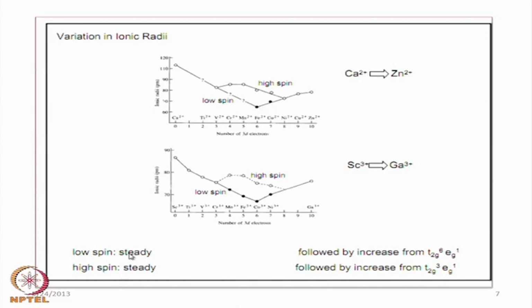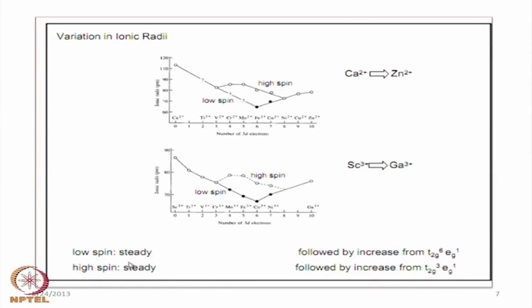So, for the low spin case there is a steady decrease up to the corresponding configuration of T2G6, and after that we increase from T2G6 to EG1. That means the next one is nickel 3 plus, which is 3D7, and the copper one also in plus 3 oxidation state.